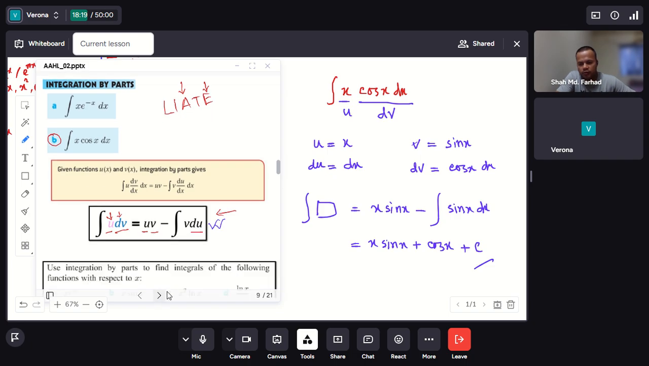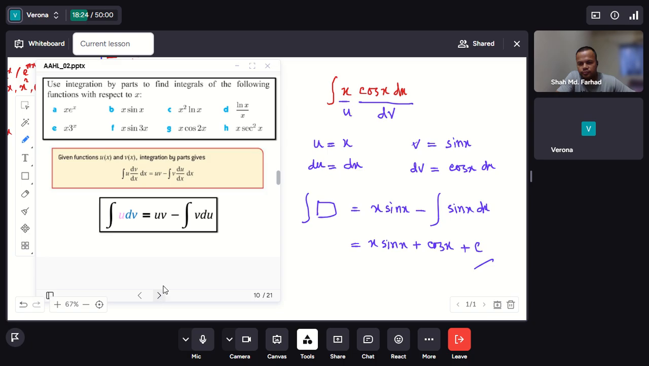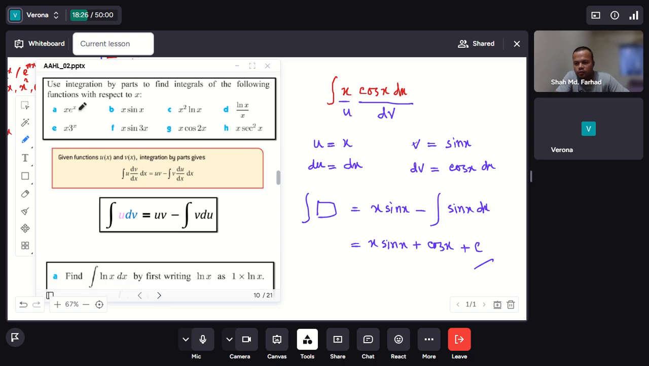Okay, now go for the next one. Here we have, I think you can already solve this one. We have now solved x cosine x, so you can solve it, right? Okay, now go for number C.